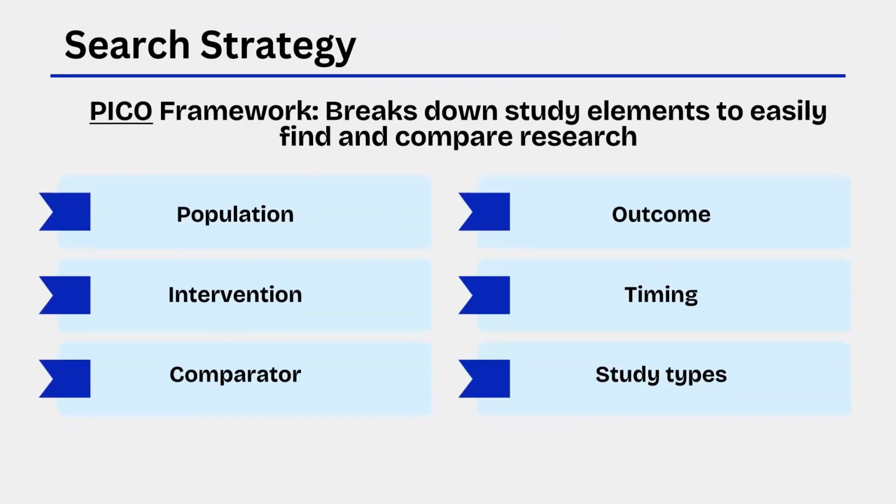So thinking of that search strategy, there's different ways you can do this. One of the most common methods of defining a research question is done with the PICO framework, or PICOTS with a TS added to the end. The purpose of the PICO framework at its core is to help you break down the study elements into easily digestible and easy to find outputs.